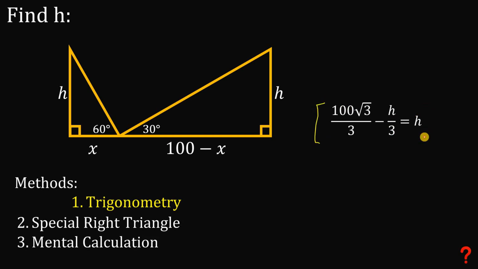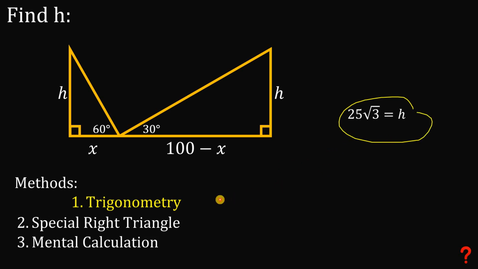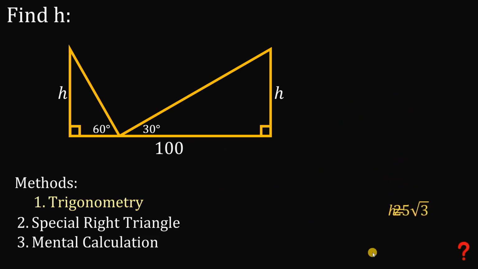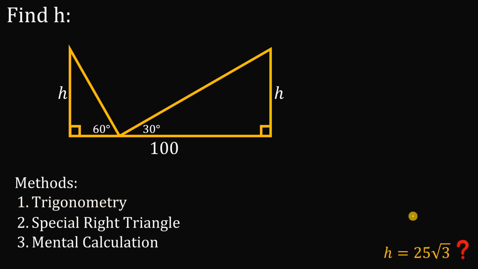Now, let's multiply both sides by 3. If we do that, we get 100 square root of 3 minus h equals 3h. And then, let's add h on both sides. And if we do that, we get 100 times square root of 3 equals 4h. And we want h, so divide both sides by 4. And sure enough, we get 100 over 4, or simply 25 multiplied by square root of 3. And that is the value of h using trigonometry. Alright, so we now know the answer, which is h equals 25 times square root of 3.